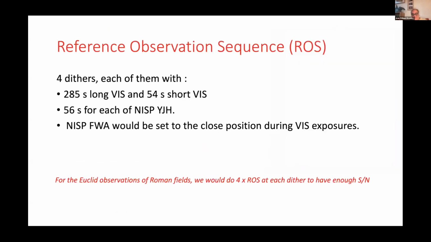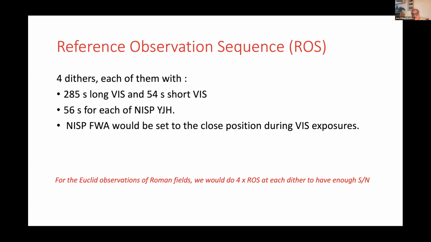One thing to keep in mind is that Euclid is observing with a fixed observing sequence. We call it the reference observing sequence, or ROS. At each position, you have four dithers with 285 second exposures in the VIS and 54 seconds also in the VIS. And then you have short exposures taken in the NISP in Y, J, and H. And one ROS is basically a combination of these different observations.